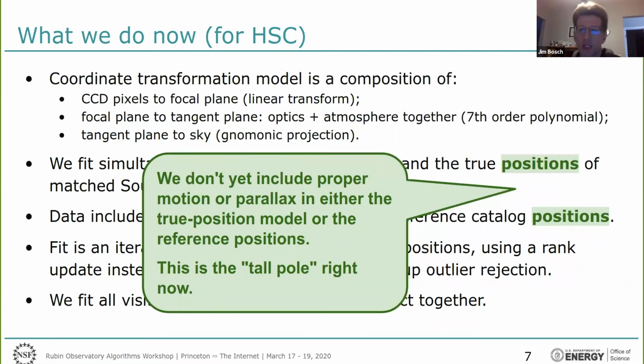You may have also noticed that I said that we fit the true positions of sources. We don't actually fit for proper motion or parallax in these models right now. And I think this is the single biggest problem in what we're doing for astrometry, and it's probably enough to make some of you uninterested in what we're doing right now. And you'll be hopefully more interested later when I talk about what we hope to do instead.